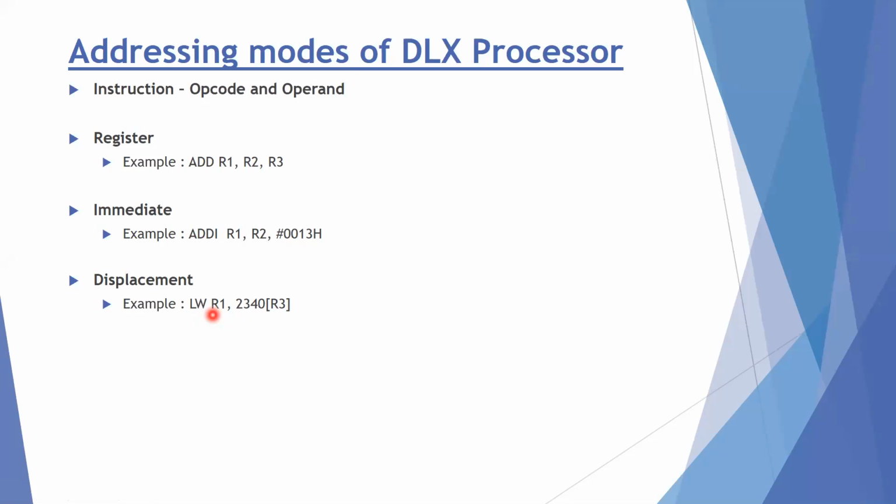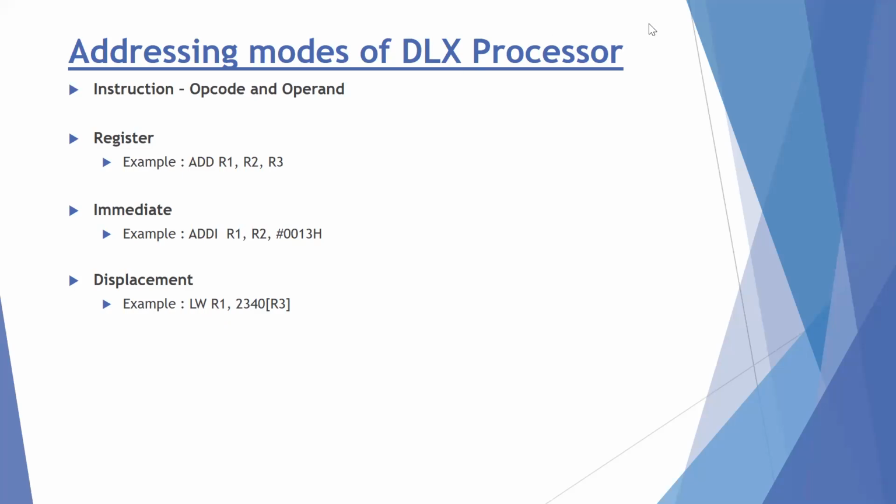Yes, so whenever we put a bracket across a register, we put a square bracket. This means that this is a memory location now, right? So whatever are the contents of R3, the 32-bit value in R3 is now treated as a memory location. But not just R3. It is R3 plus 2340. So R3 plus 2340 is the final address of the memory.